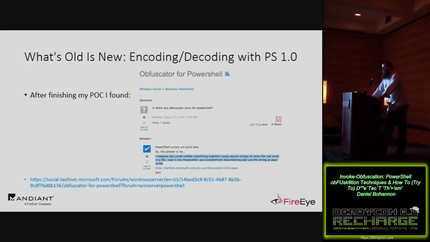So after I finished this POC, I was pretty happy about it. And then I was searching for something else on TechNet, and I found this article from 2010 where someone asked, is there any obfuscator for PowerShell? And someone replied, I guess you could use secure string to store a script in it and then pull it out of context. And I was like, no! Not original, dang it. I was so upset. What is really original in this field, right? But anyways, I kind of felt like maybe it was original.